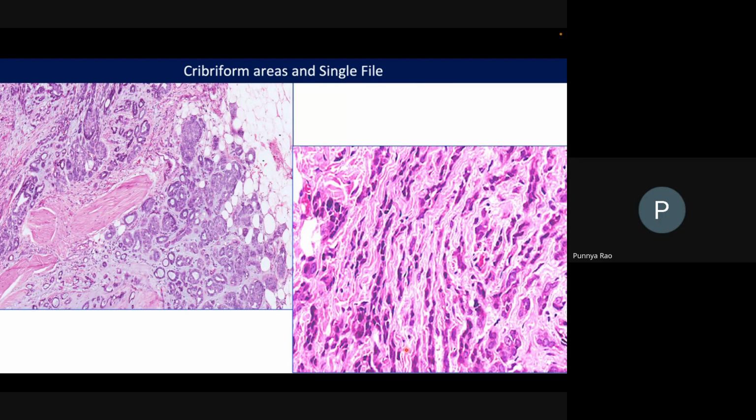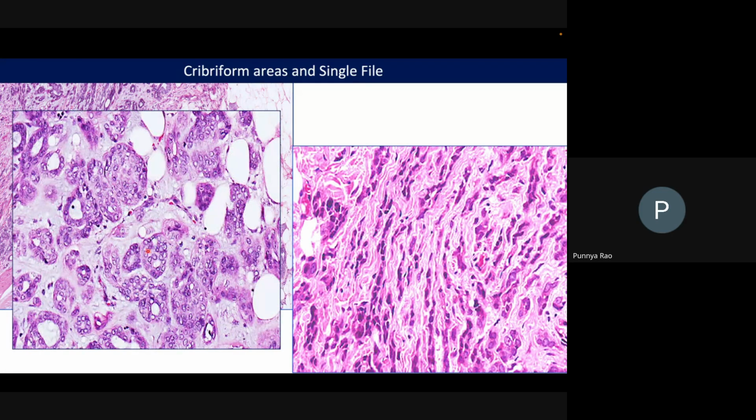You can have the single file pattern, also referred to as the Indian file pattern, which you need to look for. It may not be present in all, but that is one of the characteristic features in PLGA. So again, look for the cells, empty looking nuclei.